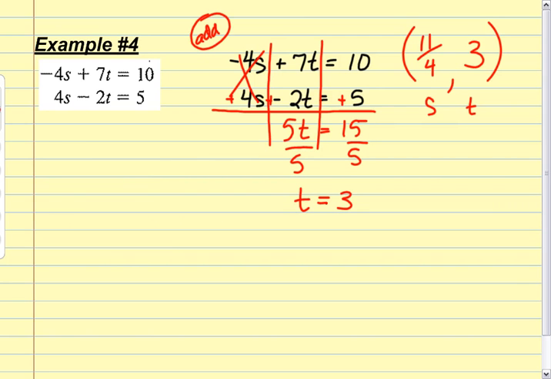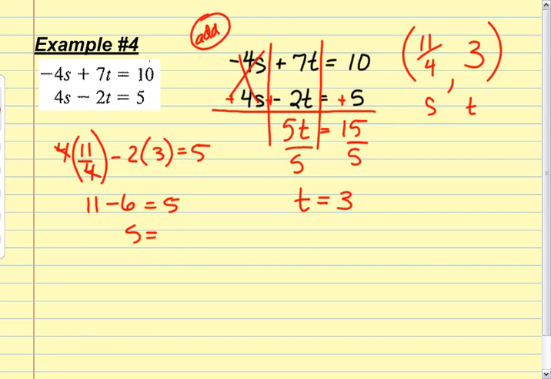All right, well, let's plug it into the other one. 4 times 11 fourths minus 2 times 3 equals 5. All right, the 4's cancel. 11 minus 6 equals 5. Okay, even though it's a weird-looking answer, it still works. That's the point. That's where they would meet.